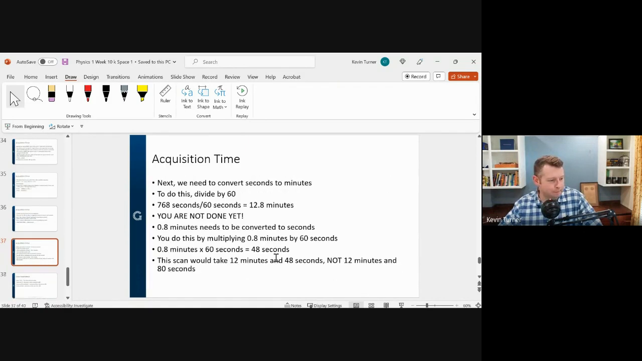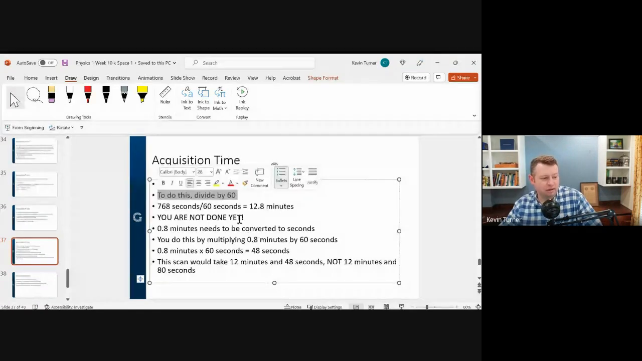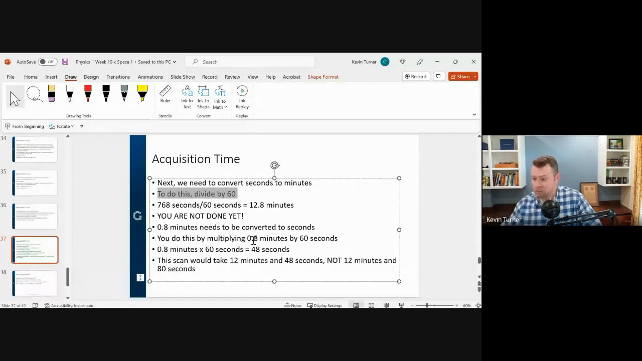Step 2. Now you have to convert seconds to minutes. To do that, you have to divide by 60 because there are 60 seconds in a minute. So if you take 768 seconds divided by 60 seconds, you get 12.8 minutes.